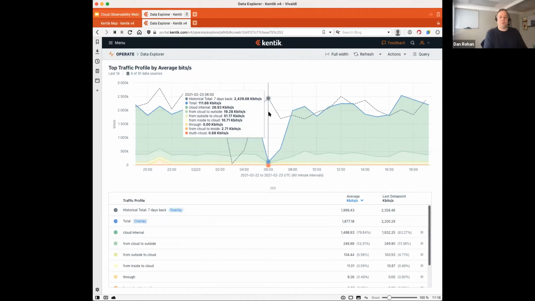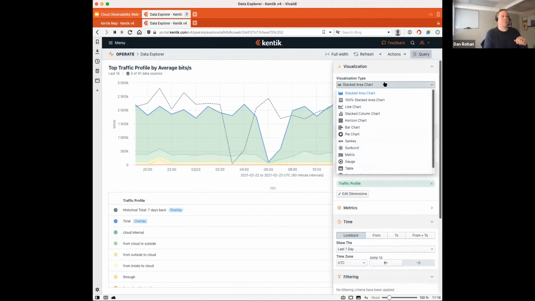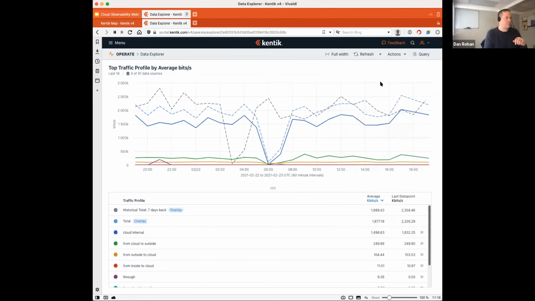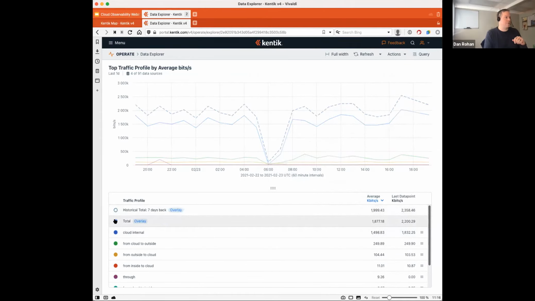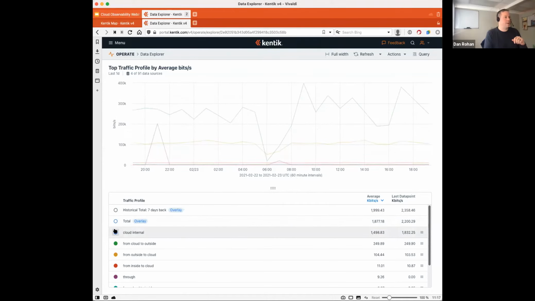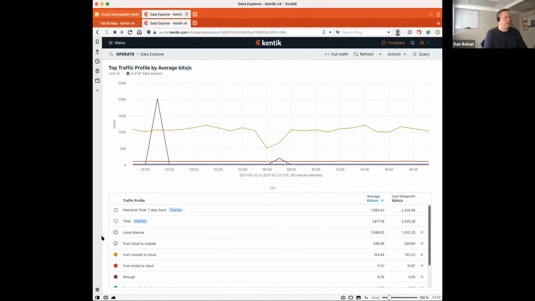We can dig into this a little bit better visually if we change our visualization. So let me show you how to do that. I'm going to move this from a stacked area chart to a line chart. And then I'm just going to mute the top few series of data so we can really see this story plain as day. Now, if I've muted the cloud internal, where the vast majority of the traffic was lost, and then I even mute the cloud to outside, we can see very clearly that some of these traffic profiles were actually unaffected.